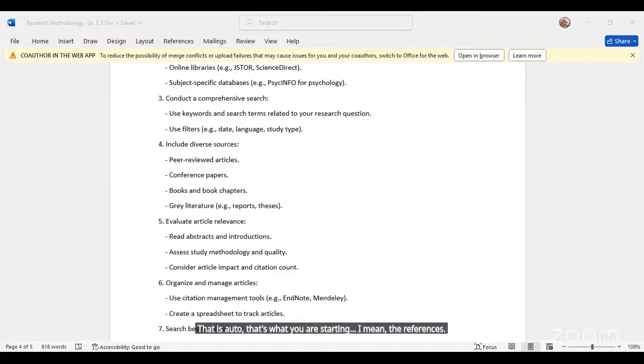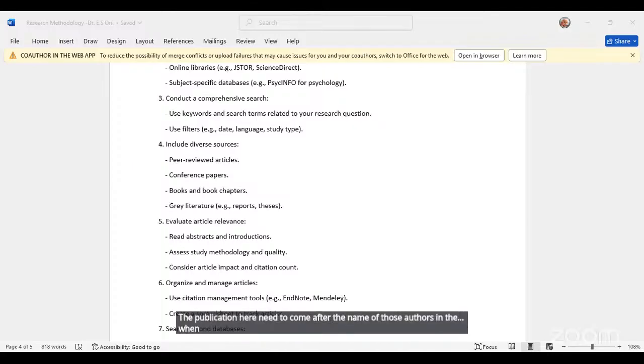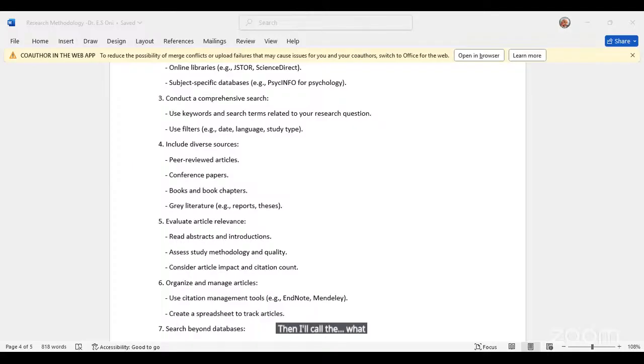Then, in brackets after the full stop, you put the publication year. Some students put their publication year after they've written the pages. They write the page first and then the year. No, it's wrong. The publication year needs to come after the names of the authors when you are doing your references. Then you quote the title of the article.